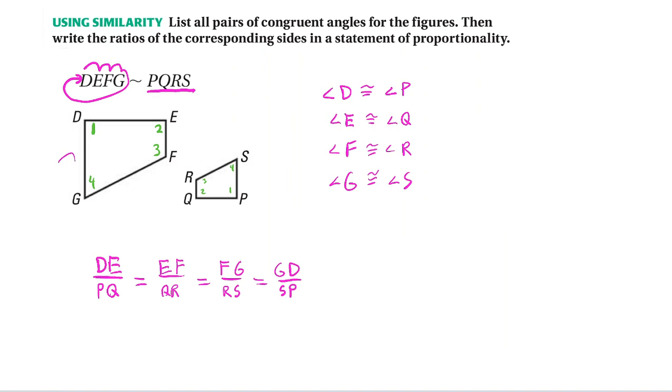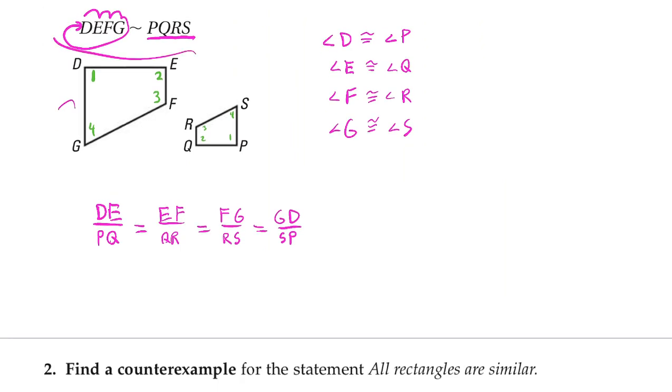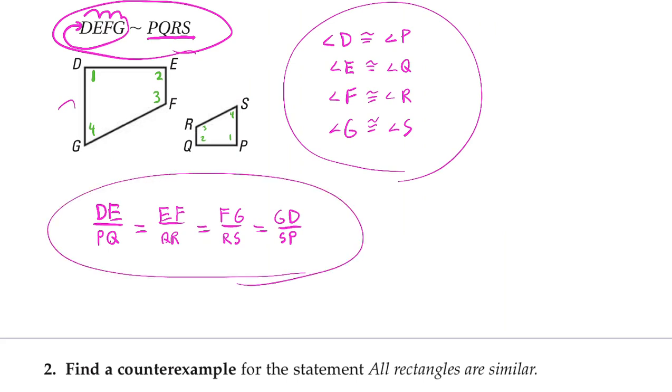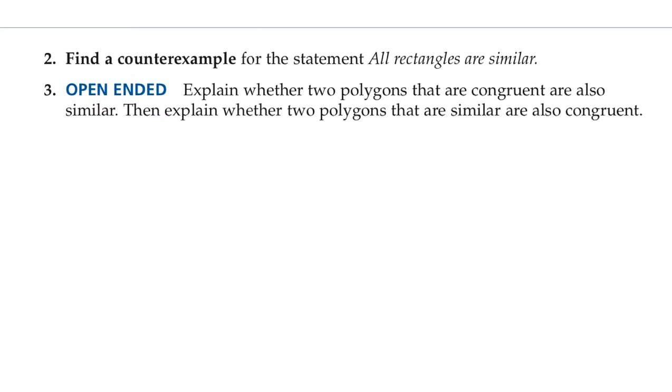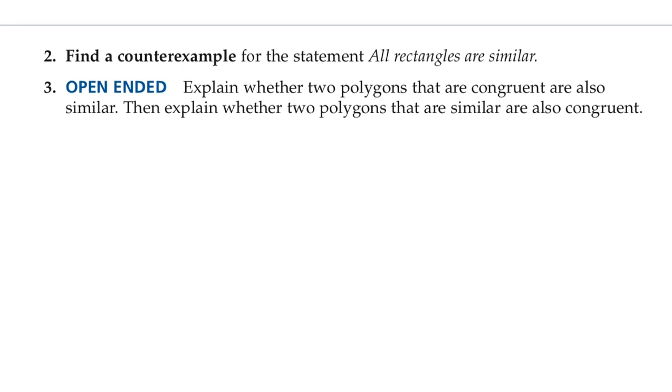Again, we don't know what the scale factor is. Okay, all right. So there's all of it. That's a statement of proportionality. There's the 4 congruent angles. There's the 4 sets of sides are proportional. Find a counterexample to all rectangles are similar. Oh, okay, for 2, that's an easy one.